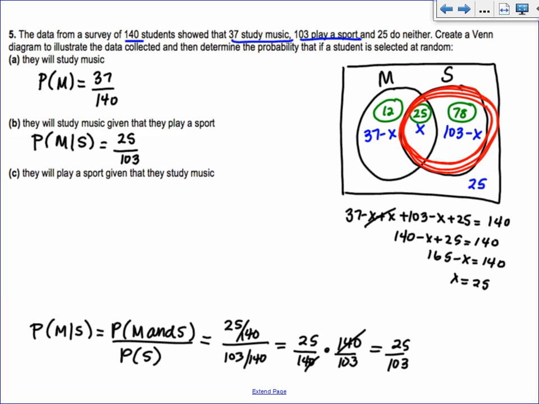All right, so the next one, they will play a sport given that they study music. So the probability of sport given music, it's not going to be the opposite of the last one. So we're going to zoom in on the music part. How many people play music? 37, right? How many of those people that play music also play sports? 25. So this is going to be 25 out of 37. Do you understand how I got that?